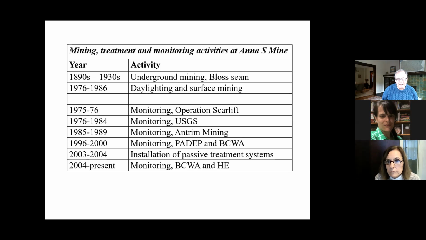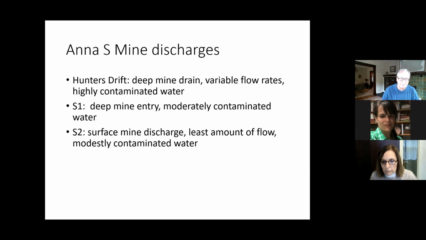And then through the permitting activities, Antrim Mining did a lot of monitoring. And then in the middle 1990s, DEP came in and Beech Creek Watershed Association, and we got involved monitoring in order to design a passive treatment system that got installed, and then that's been monitored. So lots and lots of data.